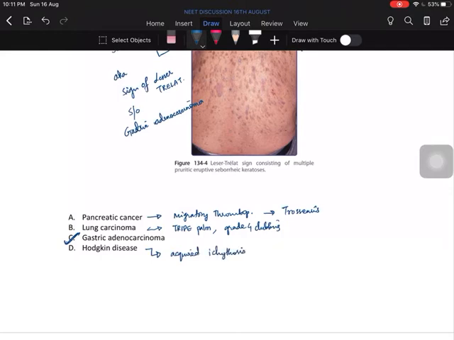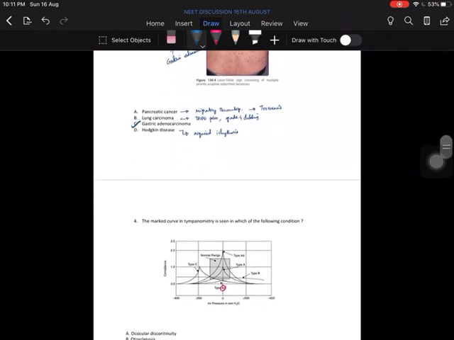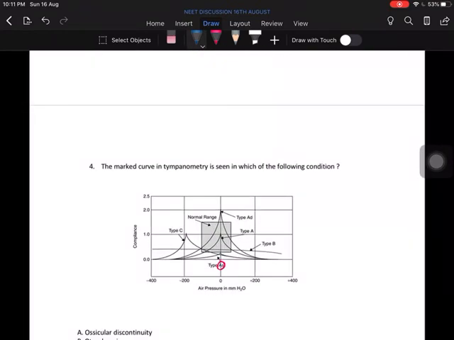Okay, so next, the marked curve in tympanometry is seen in which of the following? So we have different curves, and one marked curve is this one. Okay, so we'll learn it. Okay, so the first curve, type A, is a normal curve. So in tympanometry we see how the tympanic membrane, the pressure in respect to the tympanic membrane. So this is the normal thing.